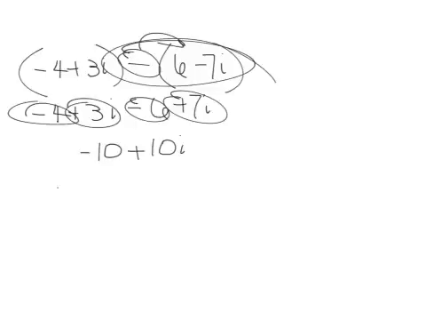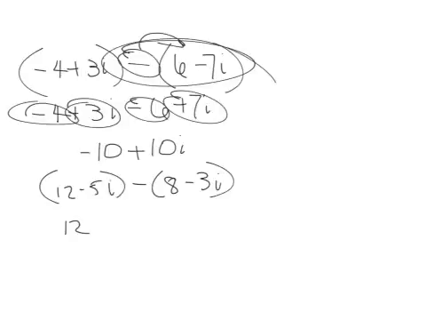Alright, last one would be 12 minus 5i, and then we've got -8 minus 3i. Take the parenthesis off. We have to, in order to combine these, change the sign. And 12 minus 8 is 4, -5 plus 3 is -2i, and we're done.